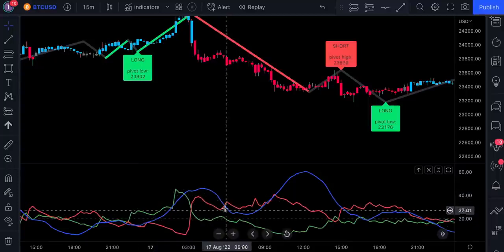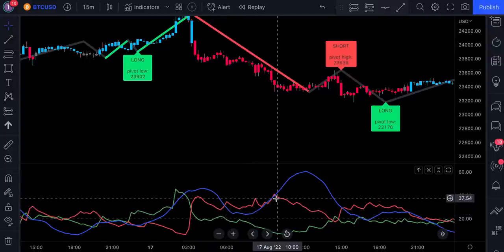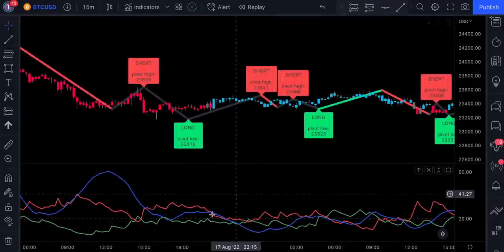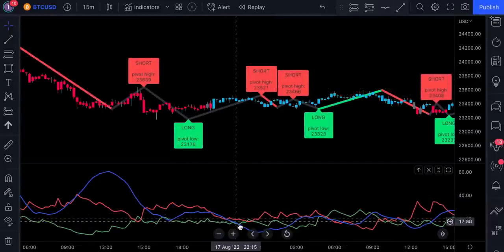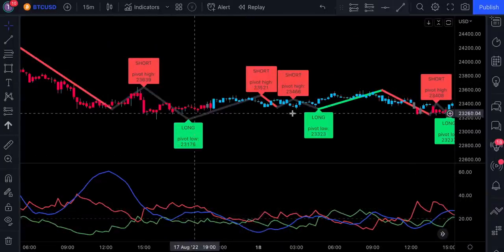When the blue line is positioned above the 20 level and is pointing upwards, this is a signal that the momentum in the market is strong. Notice when the market is moving sideways, the line starts pointing downwards and it gets below the 20 level. This is a perfect indicator if our goal is to avoid ranging markets.